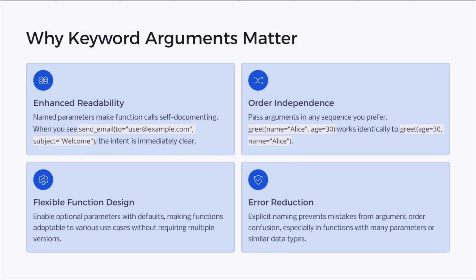Keyword arguments enhance readability by making function calls self-documenting, as seen in send_email(to=user@example.com, subject="Welcome"). They allow order independence, enabling greet(name="Alice", age=30) to work like greet(age=30, name="Alice"). This flexibility supports optional parameters with defaults, reducing errors from argument order confusion in complex functions.